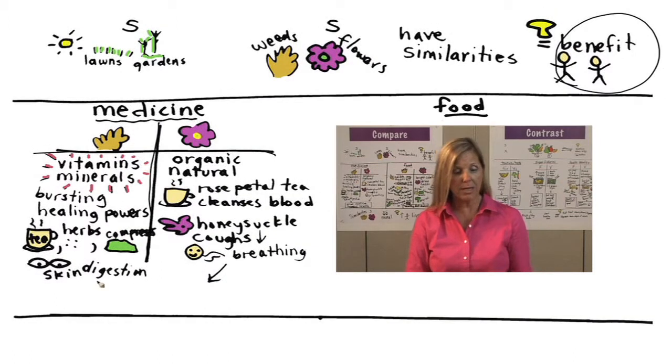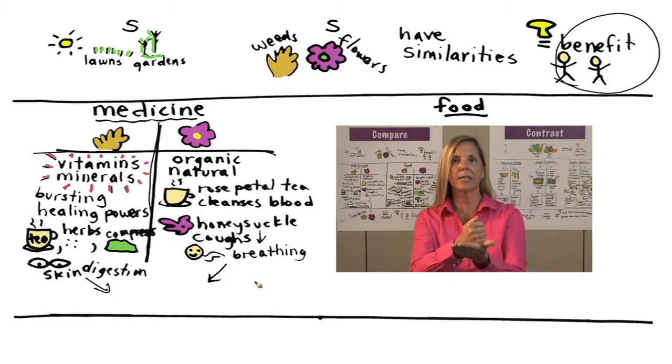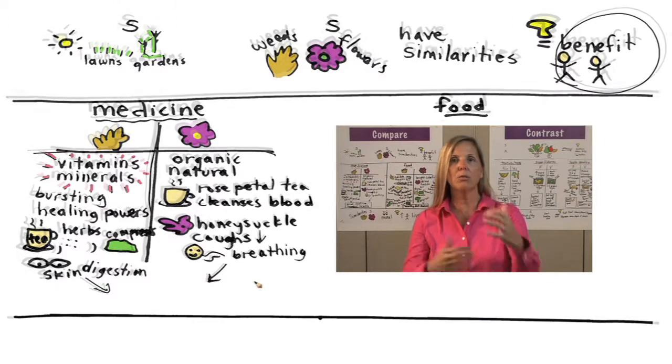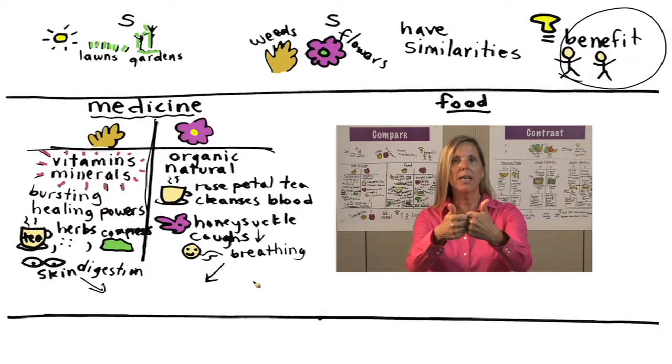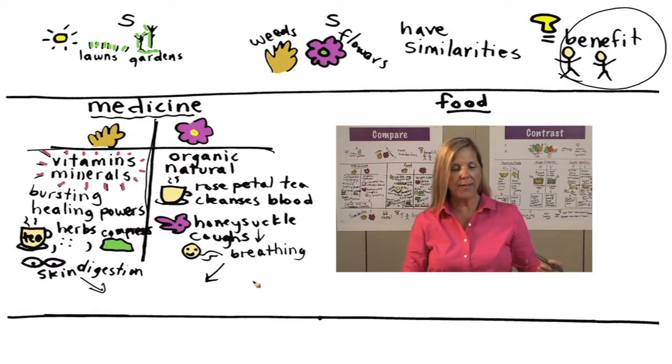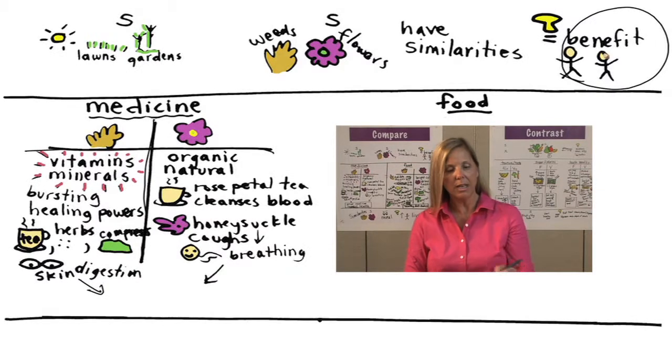The next step is to draw our arrows to show the effect. So we identified the attributes, then we went to compare, and finally, after we compare, what are we going to do? Show the effect. So what's the effect of these 2, weeds and flowers being medicine? What's the effect of this similarity? How does this similarity show that they both benefit people's lives?